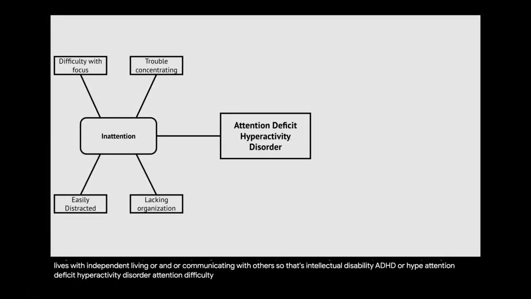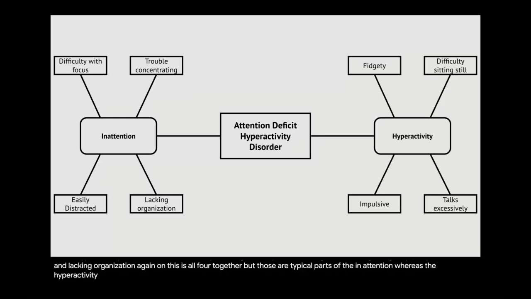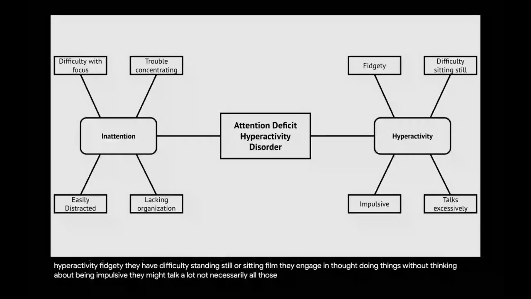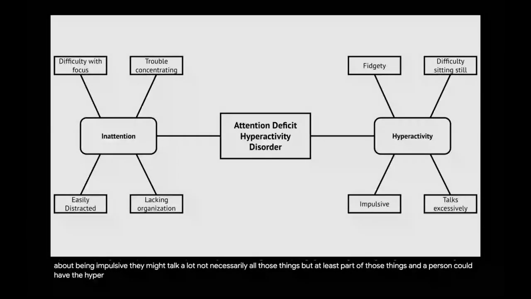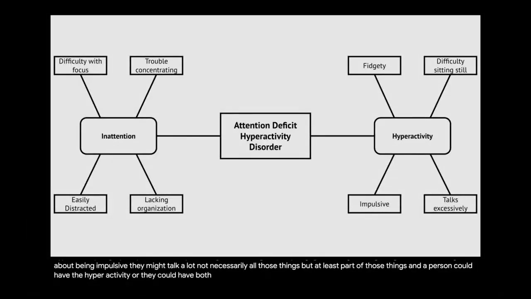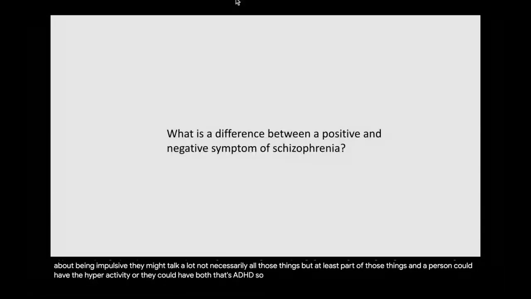Inattention: difficulty focusing, difficulty concentrating on something, being very easily distracted, and lacking organization. Again, not necessarily all 4 together, but those are typical parts of the inattention. Whereas the hyperactivity: fidgety, difficulty standing still or sitting still, doing things without thinking, being impulsive. They might talk a lot. Not necessarily all those things, but at least part of those things. A person could have the hyperactivity but not the inattention, they could have the inattention but not the hyperactivity, or they could have both. That's ADHD.